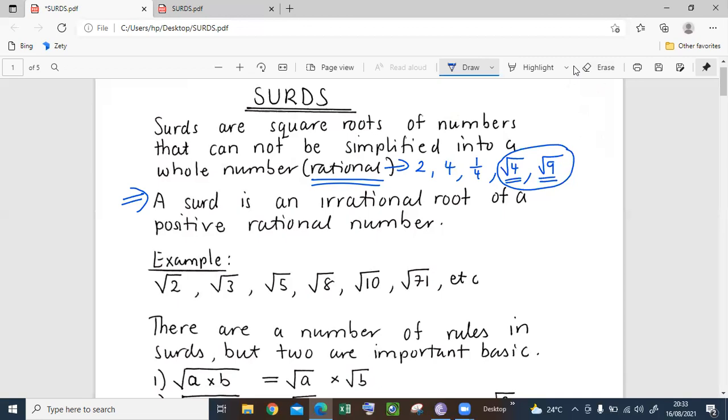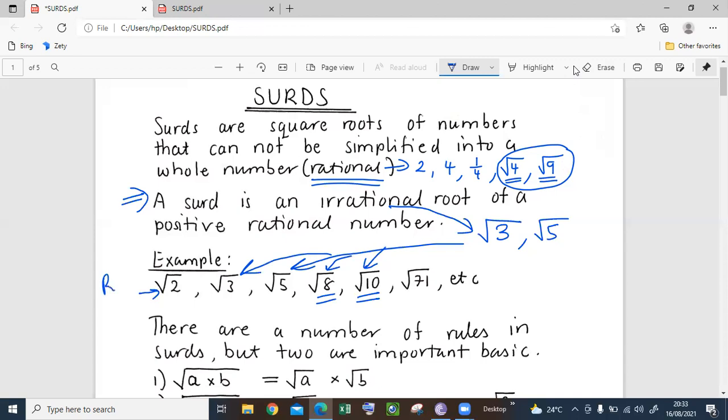In this case, we mean that for any irrational number, we will always have a root of a number that cannot be changed into a whole number. These are examples of such numbers. Some of them are fully simplified and others cannot be simplified. As you can see, 10 and 8 are not fully simplified, but if you look at the numbers, they are not square numbers, so they remain inside a root. This root, sometimes we call it a radical.